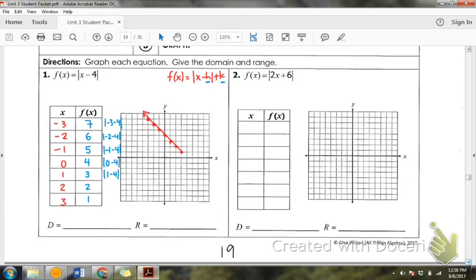What is it? -4, right? But we said, what do we do with that h value? Make it a positive. We make it the opposite sign. So our vertex here is +4. What's the k value?